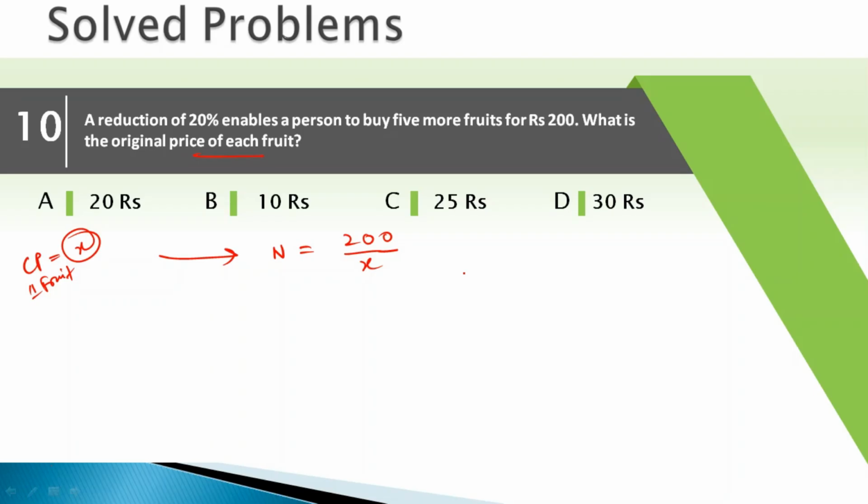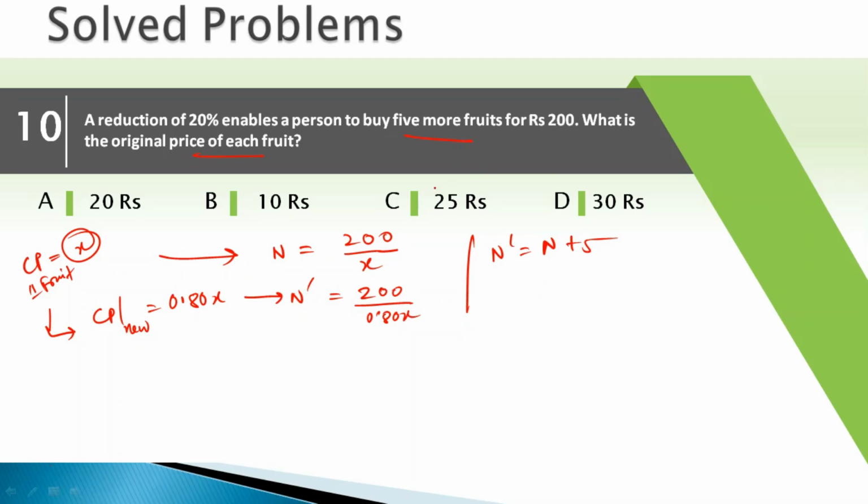Next he is saying that if the price is reduced by 20%, so what is the new CP? It would be 80% of X because 20% is subtracted, right? And the new number of products is 200 by 0.80 of X. And it is said that this n dash equals n plus 5. He bought 5 more fruits due to this reduction in price. So that means 200 by 0.80x equals 200 by x plus 5.